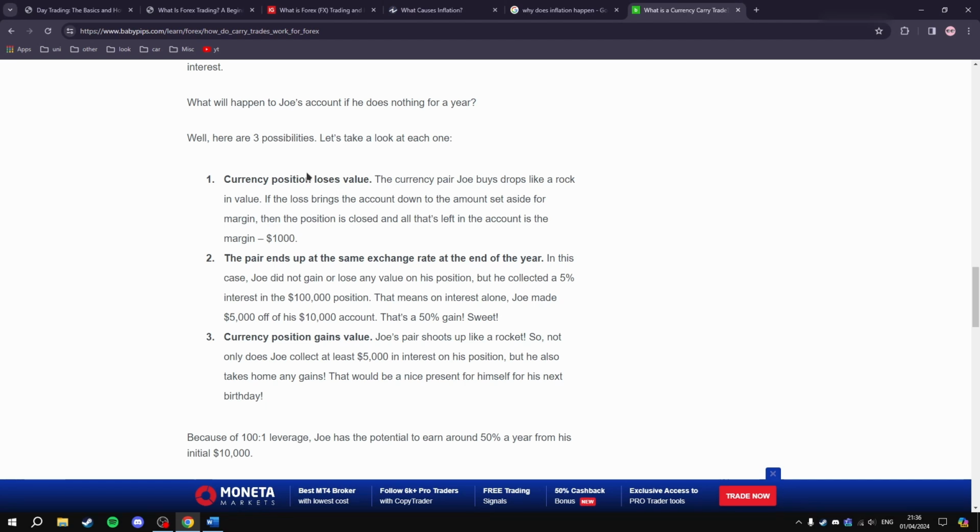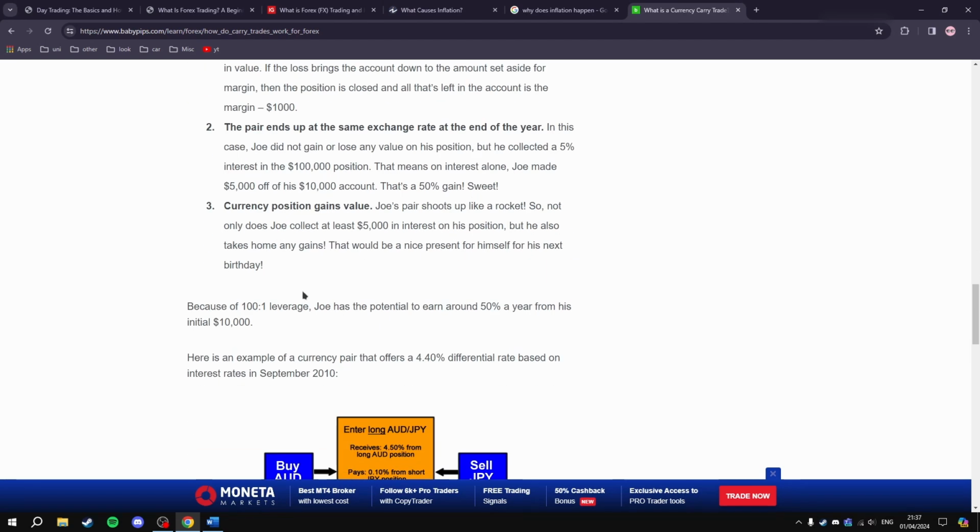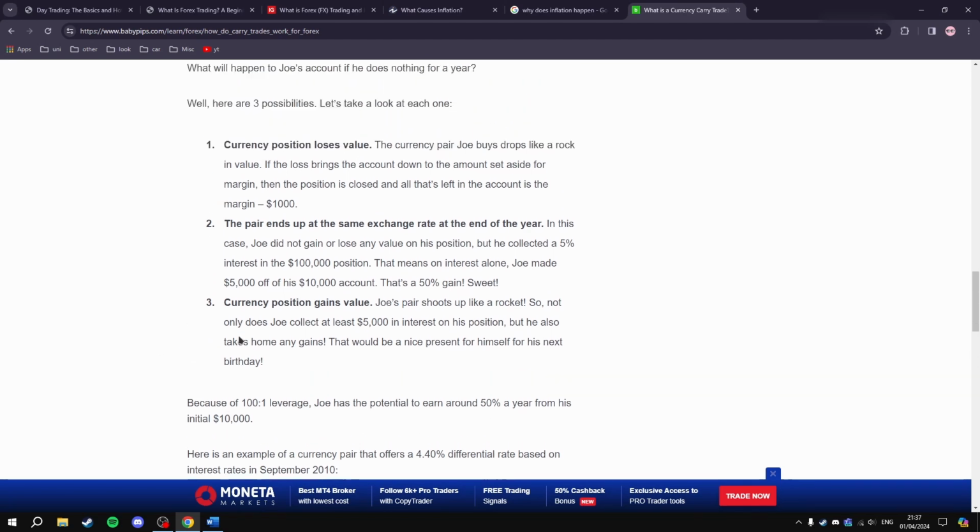Sweet. Currency position gains value. Joe's pair shoots up like a rocket, so not only does Joe collect at least $5,000 interest on his position, but he also takes home any gains. That would be a nice present for himself for his next birthday. Because of the 100 to 1 leverage, Joe has the potential to earn around 50% a year from his initial $10,000.